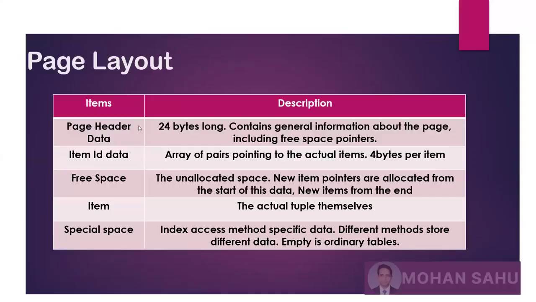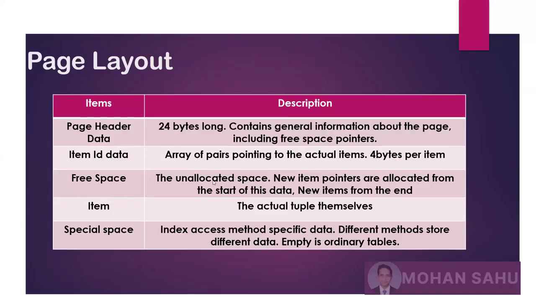Okay, so these are the items and descriptions. Page header data is 24 bytes long. As I said, it contains the general information about the page, including the free space. Item ID is an array of pairs pointing to the actual items. Here item means a row or tuple. It will be 4 bytes per item.